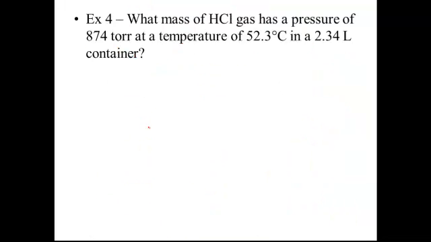All right, one more. What mass of hydrogen chloride gas has a pressure of 874 torr, temperature of 52.3 degrees Celsius in a 2.34 liter container? So let's take a look here at this one. They want to know the mass. Now, when we think about PV equals nRT, there's nothing about mass in there. And so we've got a problem here.